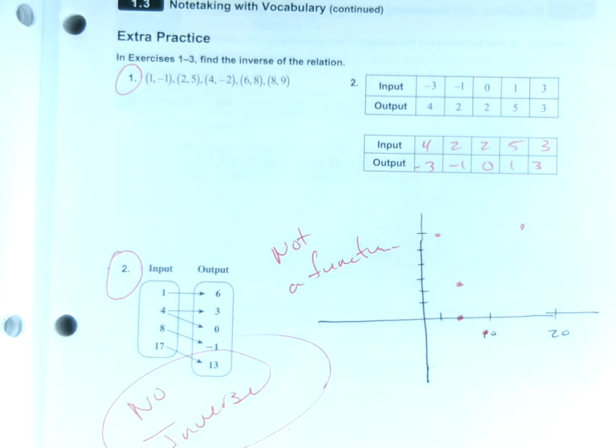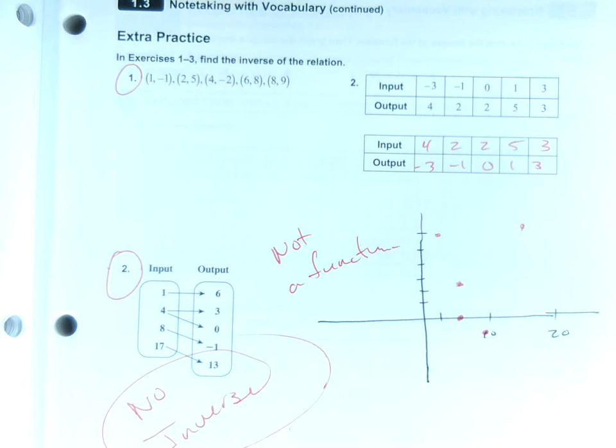Before I go on, there is a problem with number 1. Does anybody see the problem? Yeah. What do you see? It's also not a function. The original is a function, right? But this can't be a function because 2 can't go to -1 and 2 can't go to 0, right?